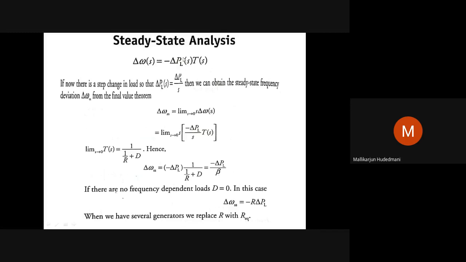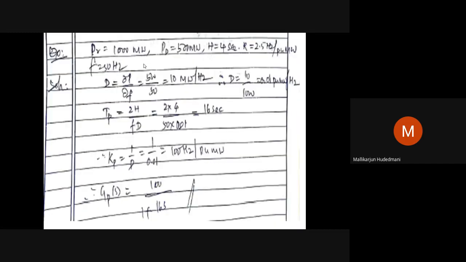Hence, what I'll be doing? This is known to me. The transfer function of the plant is known to me. When I operate it, I'll be able to get the deviation, what is happening in the system. So, a very simple step ahead.